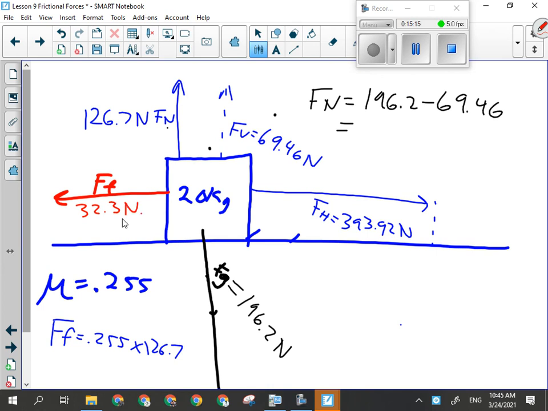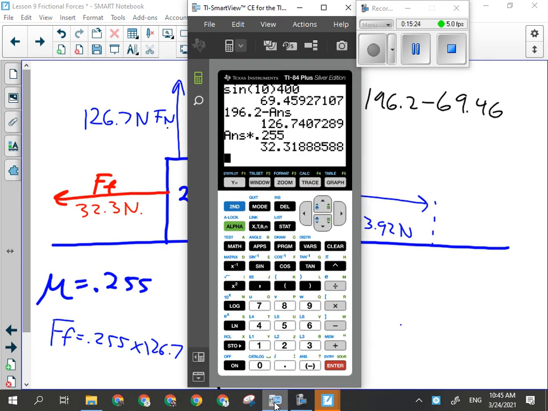Now that I've got that, I can calculate my net force. These all add up to 0, so I'm not going to use those at all. I'm just going to take the 393.92 and subtract the force of friction. There's my net force, 361.6 newtons forward, and then to find the acceleration, I just divide that by the mass, 20. So my acceleration is big. Somebody grabbed this and jerked it really hard. It's accelerating at 18 meters per second squared to the right.